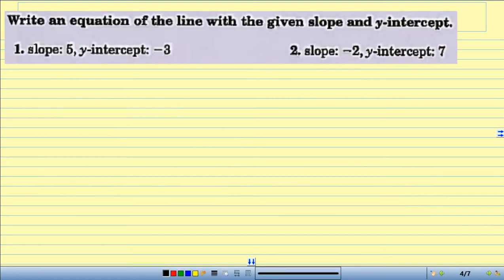So you have a worksheet, or you should have a worksheet that I gave you. It's a purple worksheet. We're going to be working from the purple worksheet.